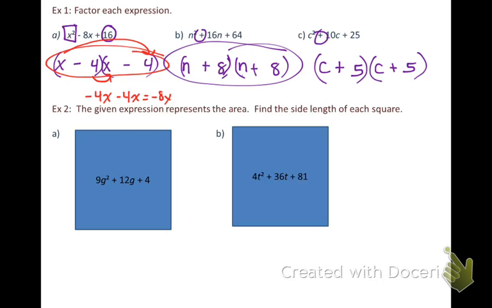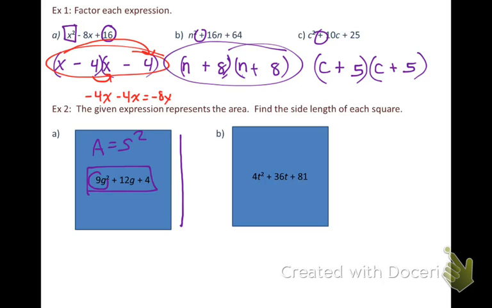All right, the given expression represents the area. So here's our area right here. Now, the formula of an area is area equals side squared. So we are going to find the side length of each square. So I'm going to find the side length of A.